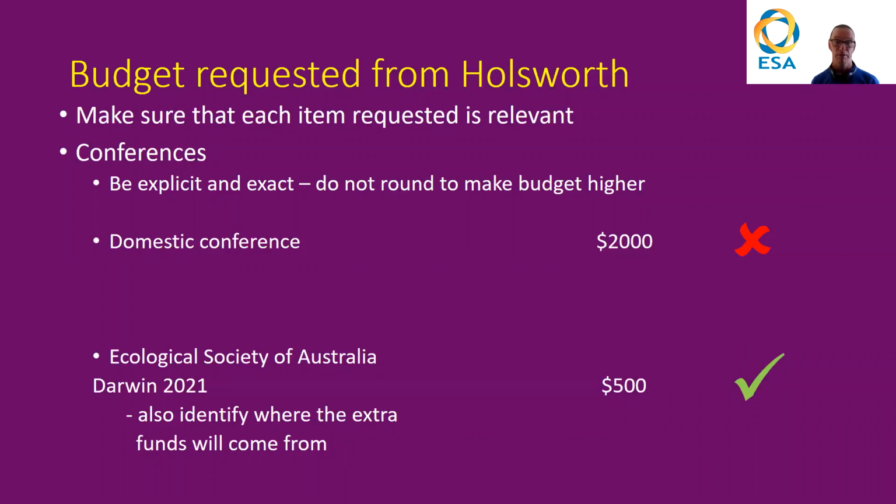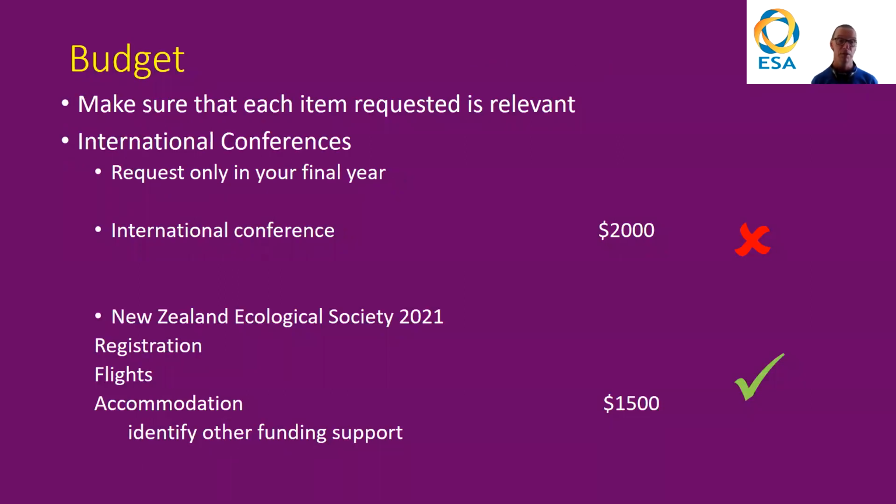Again, make sure that everything's exact. Conferences, make it clear what conference you're going to. And obviously with the Holsworth Fund, if you're in your second year, you get $500 for a national conference, but you will most likely need other funds to actually go to the conference themselves. So make it clear where that money is coming from. And if you are going to an international conference, make sure you identify that as well. With both of them, identify the registration costs, the flight costs, the accommodation costs, and what other support you're going to be provided to make that happen.